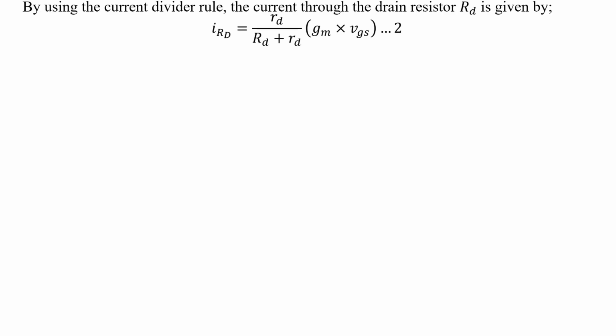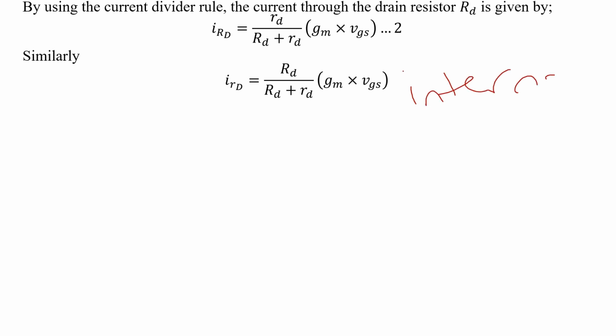Now, by using the current divider rule, the current through the drain resistor, that's the external drain resistor, is given by this expression. And similarly, through the internal drain resistor, we are still going to have this. This is through the internal, and this is through the external drain resistor. So this is the external and this is the internal.